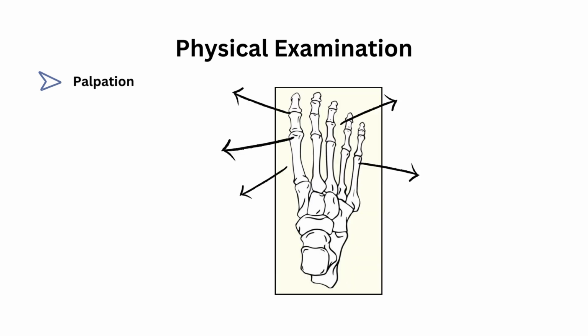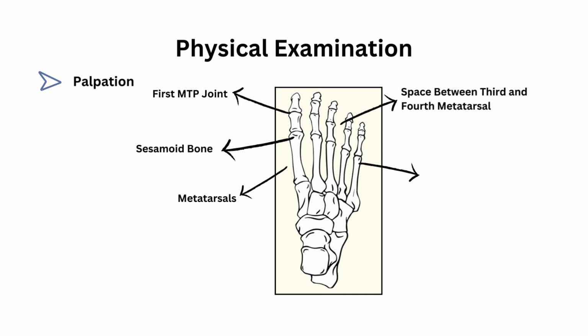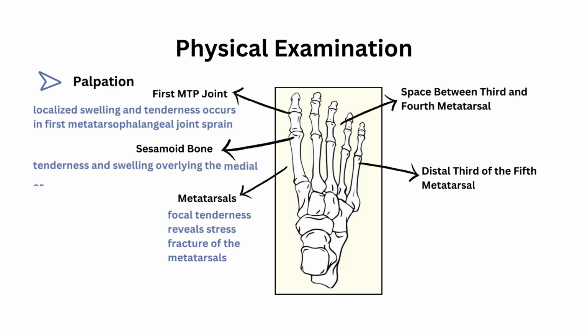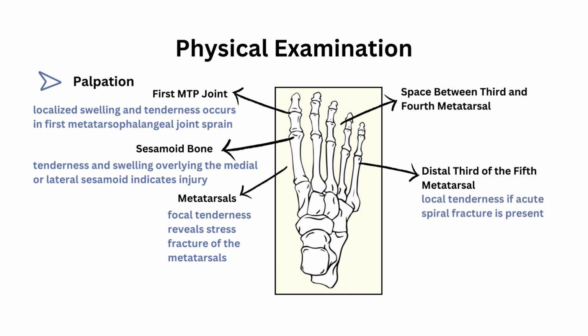The following areas of the forefoot are palpated: metatarsals, first metatarsophalangeal joint, sesamoid bone of the foot, space between third and fourth metatarsal, distal third of the fifth metatarsal. Focal tenderness reveals stress fracture of the metatarsals. Localized swelling and tenderness occur in first metatarsophalangeal joint sprain. Tenderness and swelling overlying the medial or lateral sesamoid indicates injury. Local tenderness if acute spiral fracture is present. Localized tenderness and palpable click on compression of the metatarsal heads indicate Morton's foot.